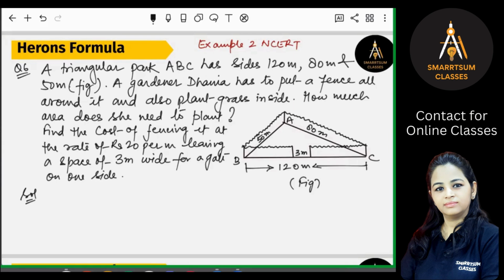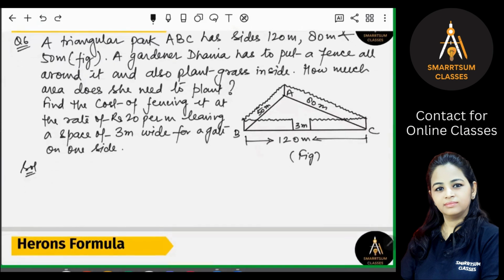Firstly, we will find out the area of this triangular park ABC. Since it is already given that this is triangular and its sides are already given here, 80 meter, 50 meter, and 120 meters, these are the sides. So write down what is given. Given are the sides of the triangular park. Suppose a is 120 meters, b, that is CA, is 80 meter, and c is the third side, AB, which is 50 meters.